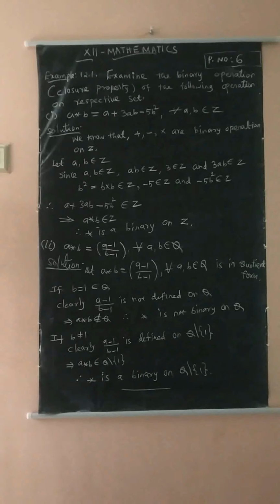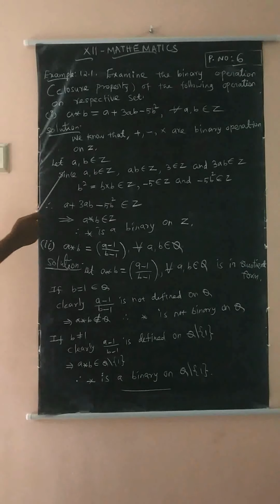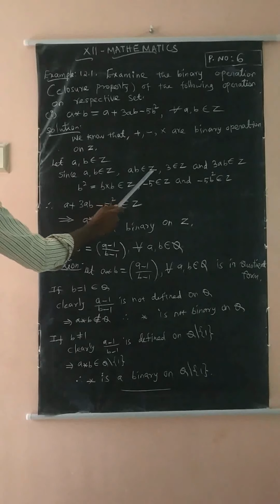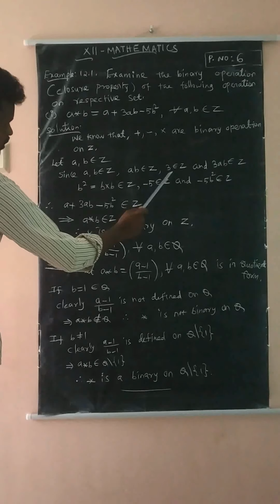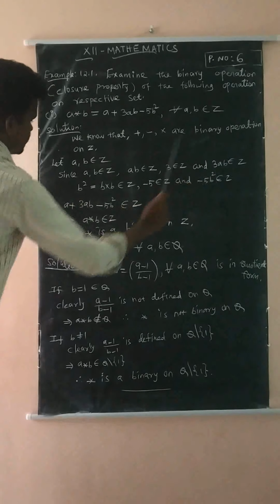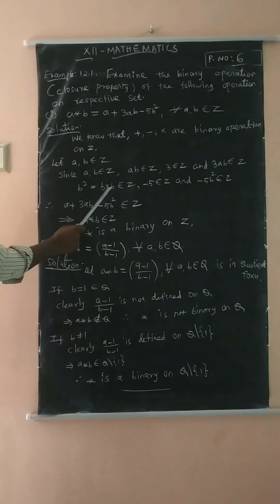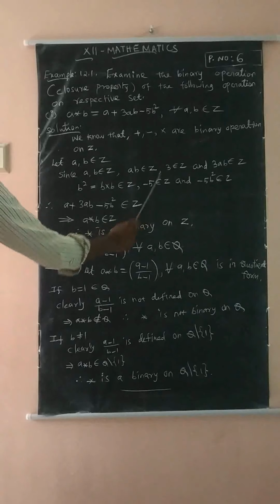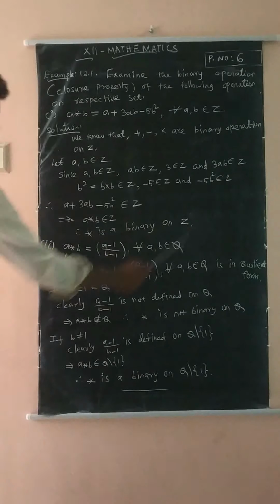See the previous class table. Let given here A comma B belongs to Z. Since A comma B belongs to Z, the product AB is also an integer. Then 3 belongs to Z, so the multiple 3AB is also an integer. Next, B square means B into B. This is also multiplication, so it is also an integer. Next, minus 5 belongs to Z. Minus 5 into B square, minus 5B square, is also an integer.